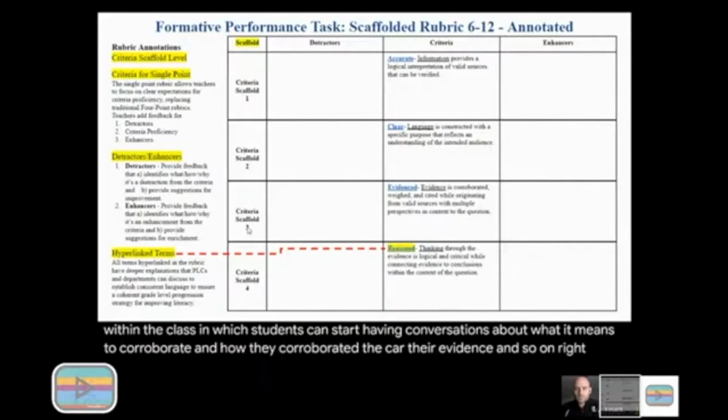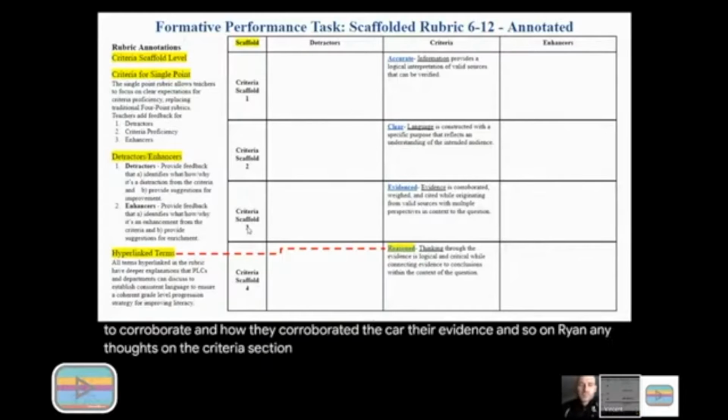Brian, any thoughts on the criteria section? You know, it's so important to get the language correct, right? And by correct, I mean calibrated among a group. If students walk into one class, they go to another, and the teachers are demanding different things, it's got to be mind-numbing for the kids to try to figure out what each teacher is trying to do, even within the same subject area.